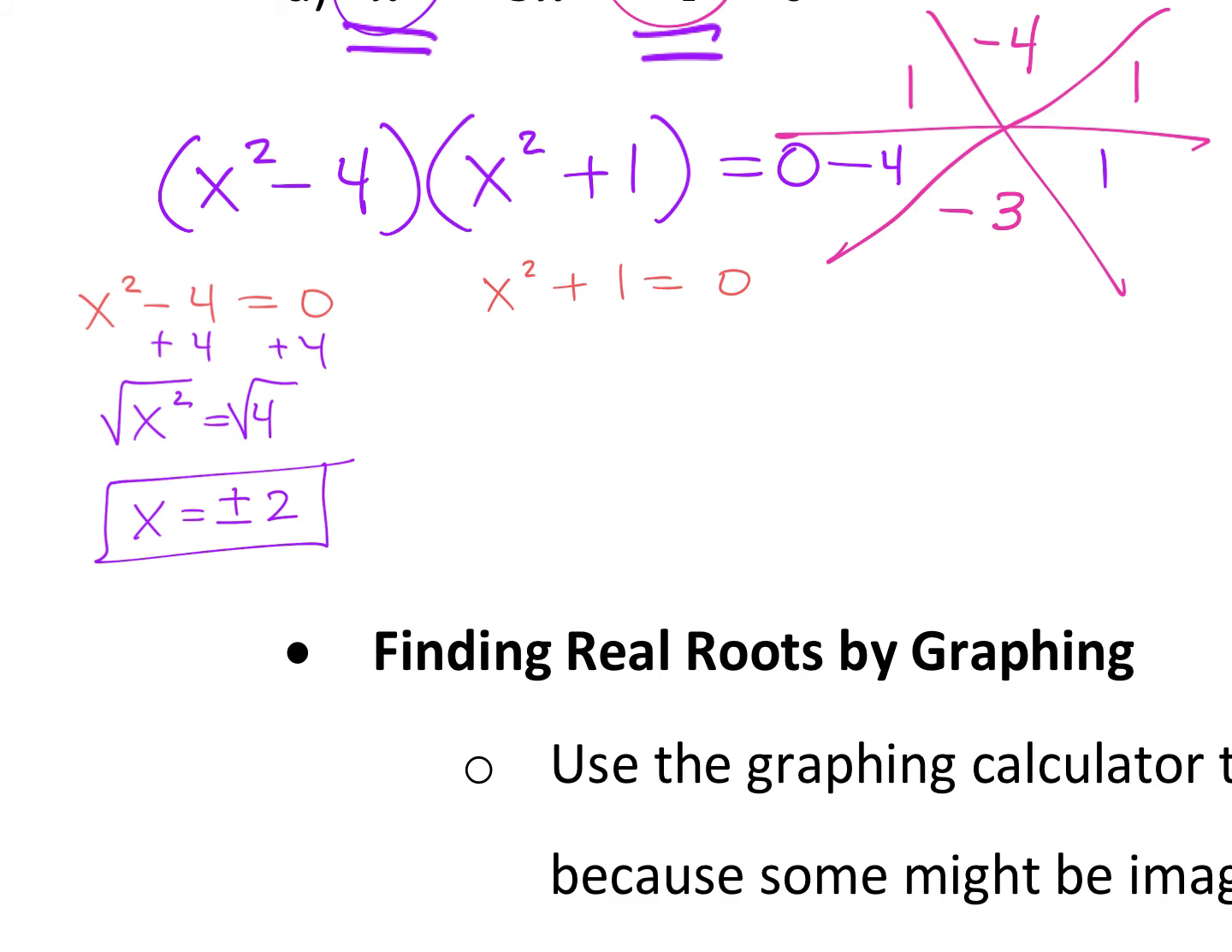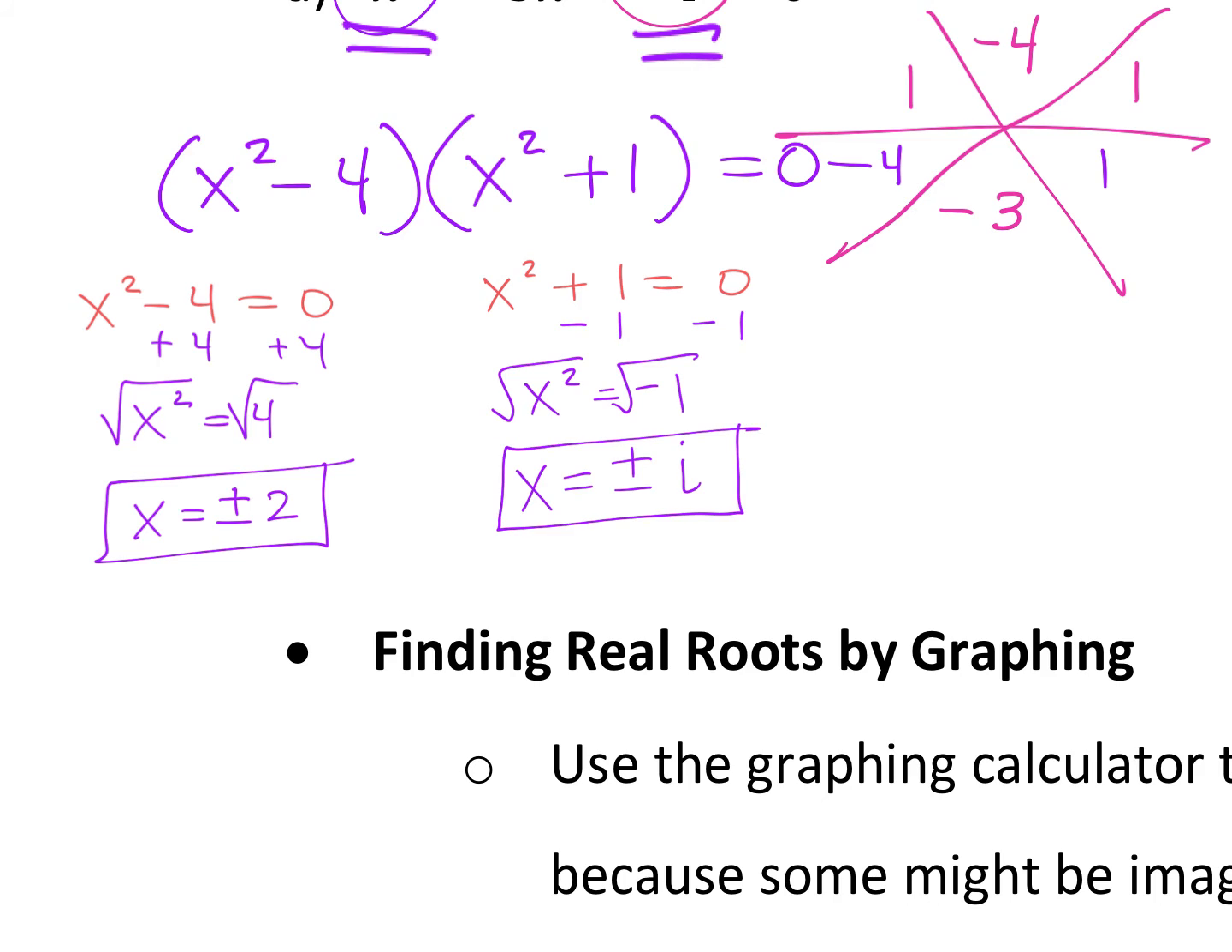Okay, now look at the second one. Subtract 1, and we get x squared equals -1. Take the square root of both sides, and you get x equals, don't forget your plus or minus what? What is the square root of -1? I. Yep, so x equals plus or minus i. So with this one, we got 2 real solutions and 2 complex solutions. We still got 4, but 2 are real, 2 are complex.